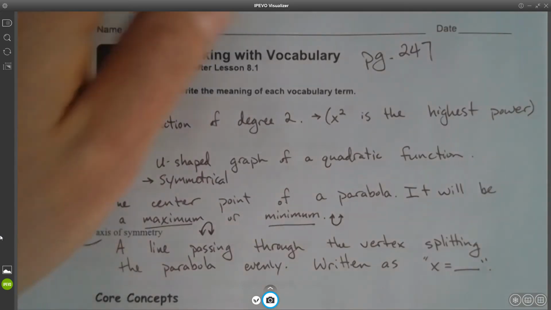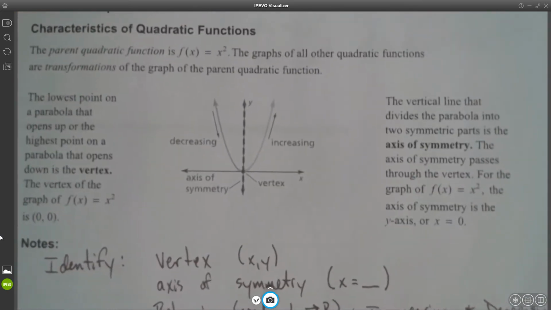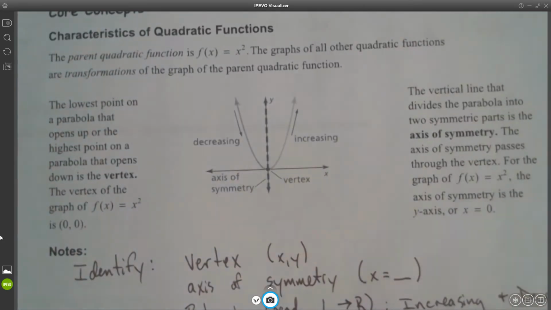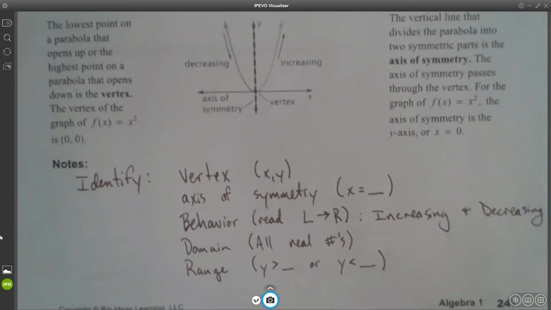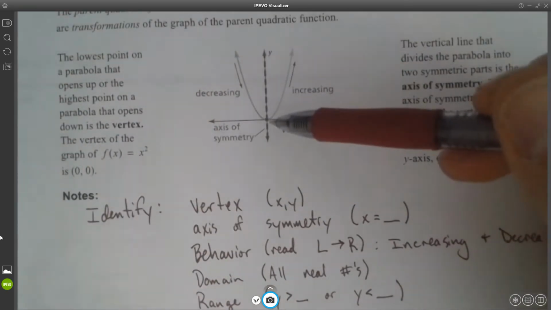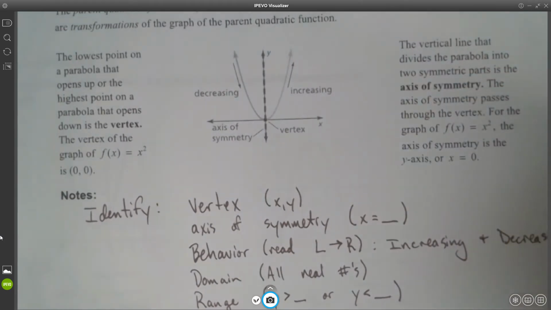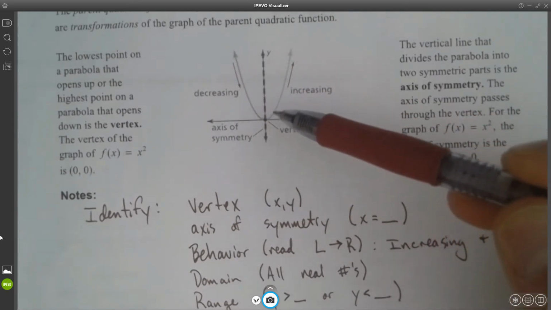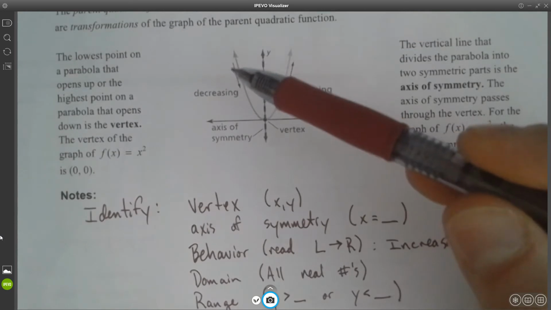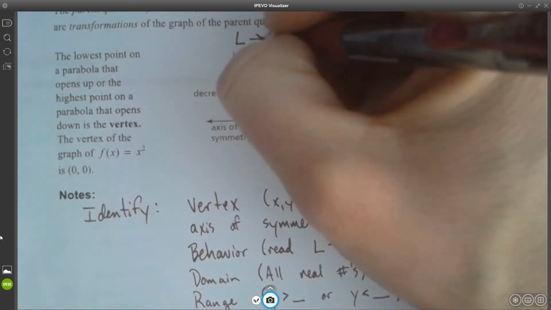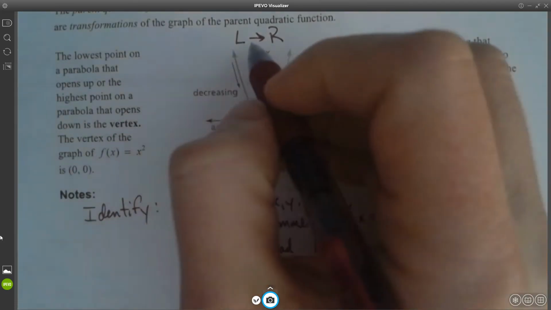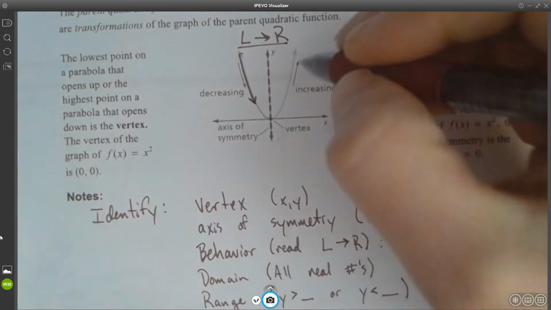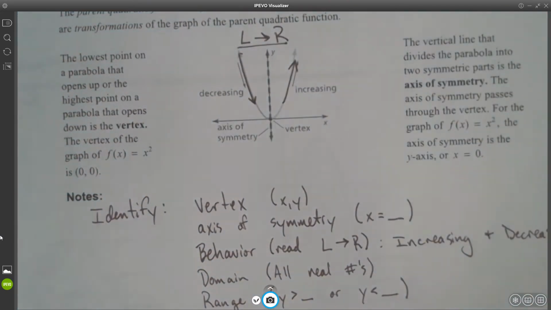First thing that we'll be doing with these quadratic graphs is we're going to be identifying the characteristics of these graphs. So we'll be identifying where the vertex and the axis of symmetry are. We'll be identifying the regions where the graph is decreasing and where it's increasing. You can see from this graph, as I read left to right, always left to right, that this graph is decreasing. It's going down on the left side, and it's increasing, or going up, on the right side.